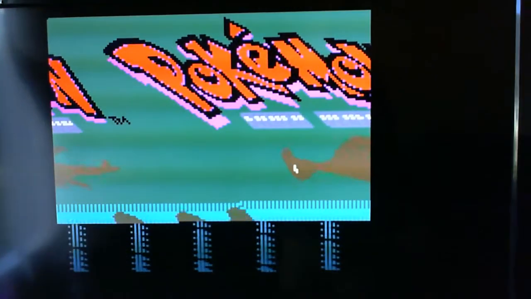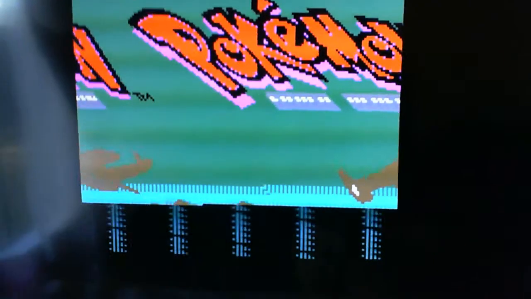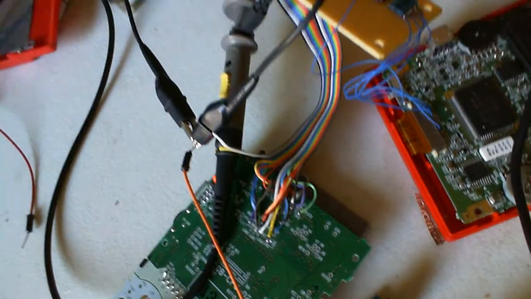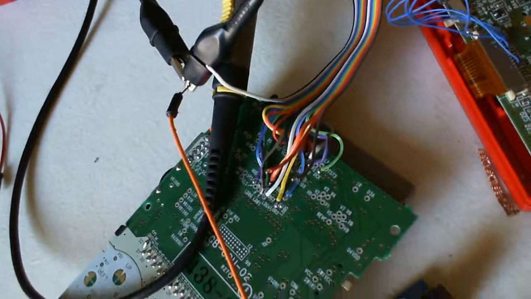So hopefully I'll have it working by the end of tonight. But got Pokemon working. There's that. So I put some colorful wires for the Game Boy Color.